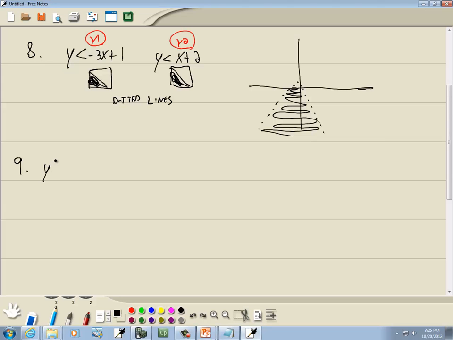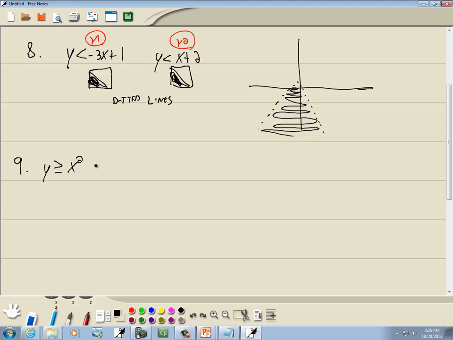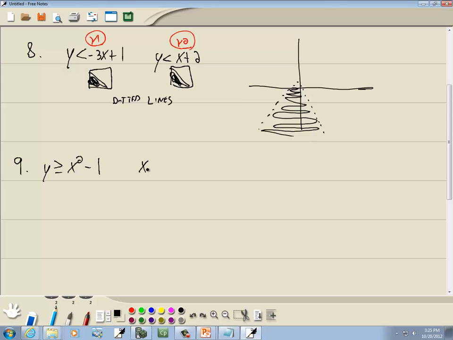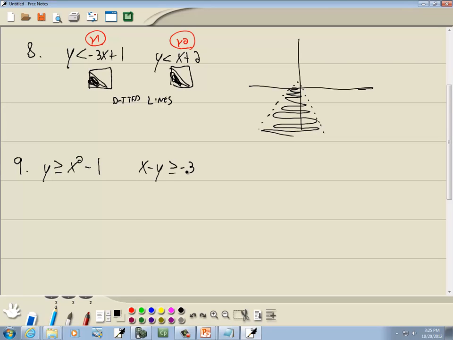We got y is greater than or equal to x squared minus 1, and x minus y is greater than or equal to negative 3. Well, this one's already got y by itself, so it's in perfect form. This one doesn't, though, so we'll get it by itself. I'm going to take the x over to the right side, so I got negative y is greater than or equal to negative x minus 3. Remember, you take anything across your inequality symbol, the sign changes.